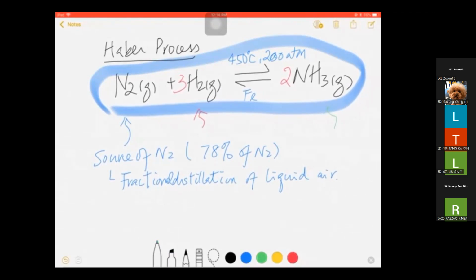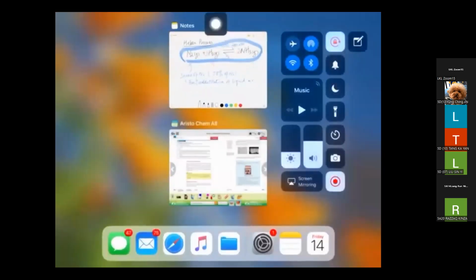In the next video, I will talk about H2, how H2 is produced in industry. And then in the next video, I will talk about why this process is so useful. It got the Nobel Prize. The scientists got the Nobel Prize. Why?